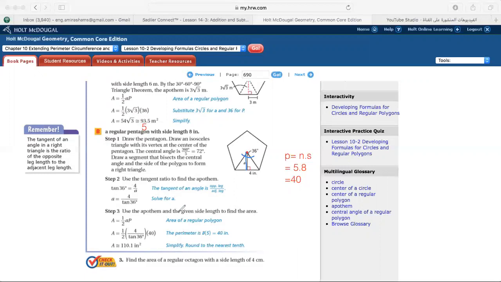Use the apothem and the given side length to find the area. Now I got the apothem and now I got the area. When I multiply half the apothem and the perimeter together, they will give me the area.